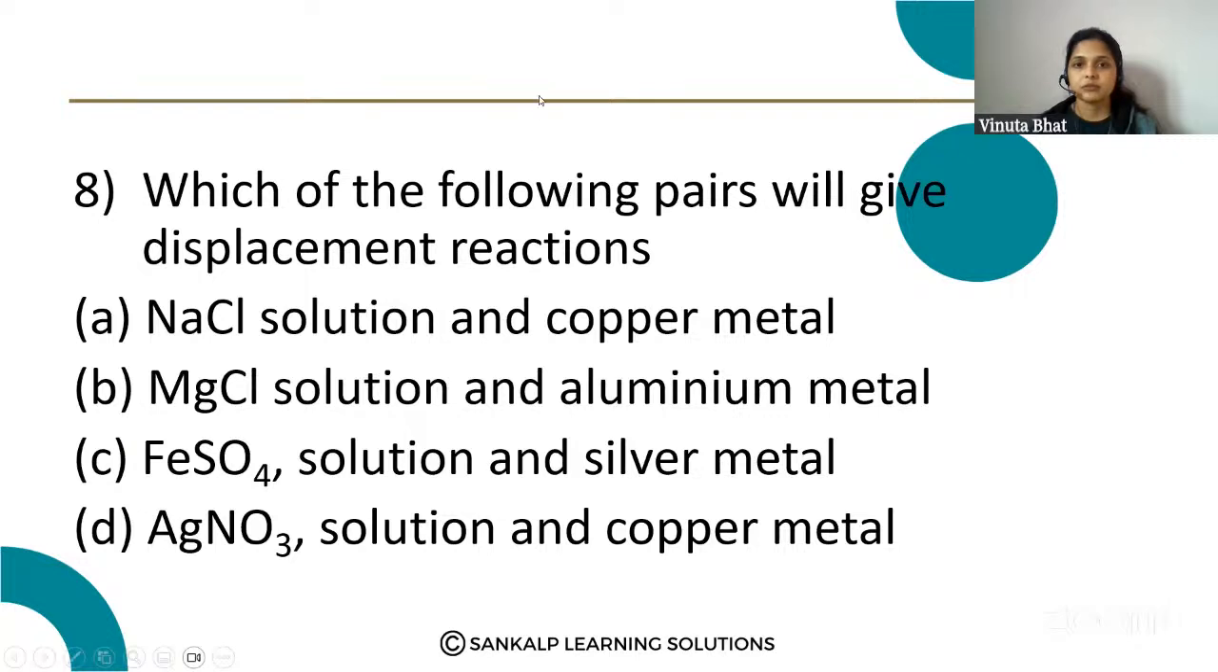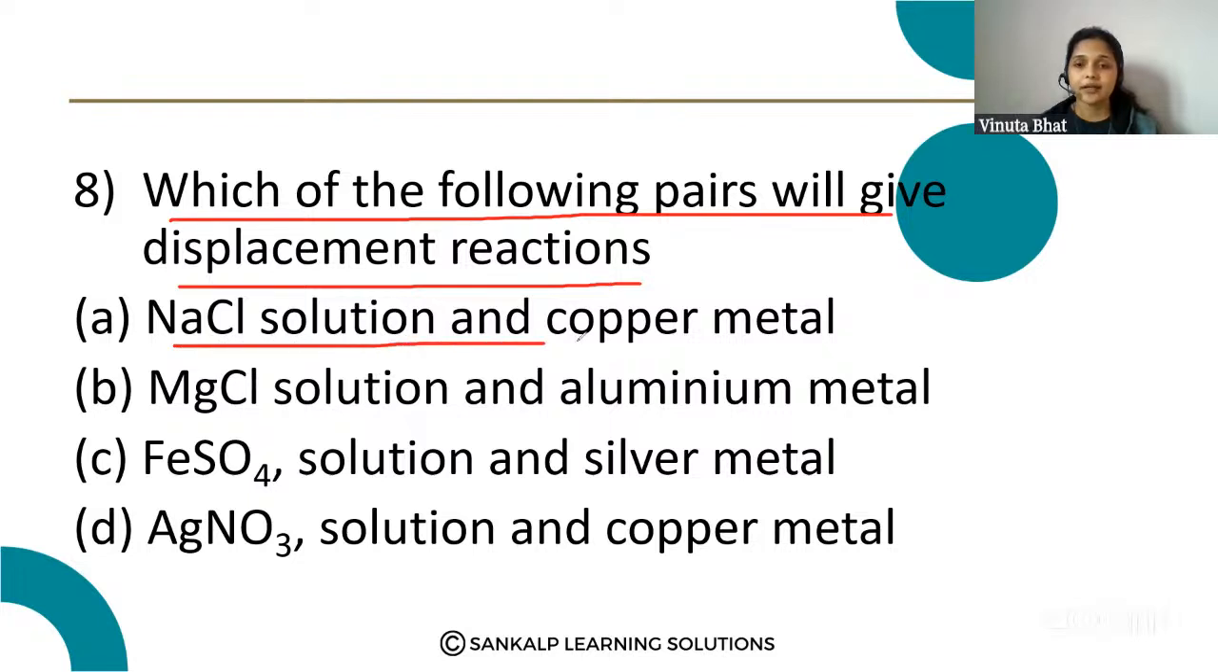Next one. Which of the following pairs will give the displacement reactions? NaCl solution and copper metal. Here a displacement reaction is not possible because sodium is more reactive than copper.